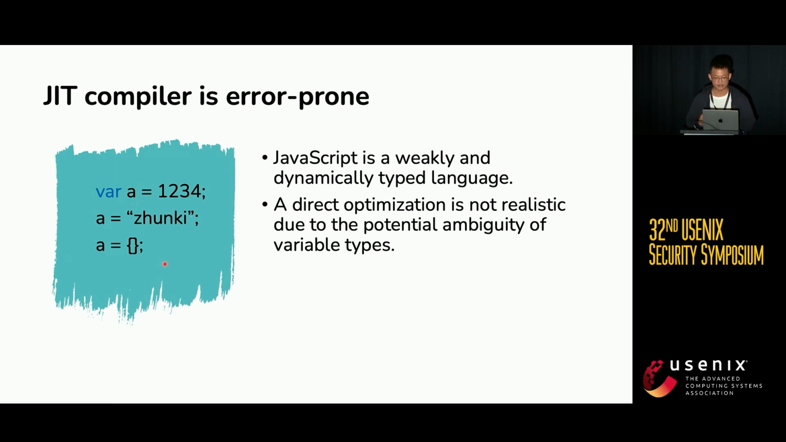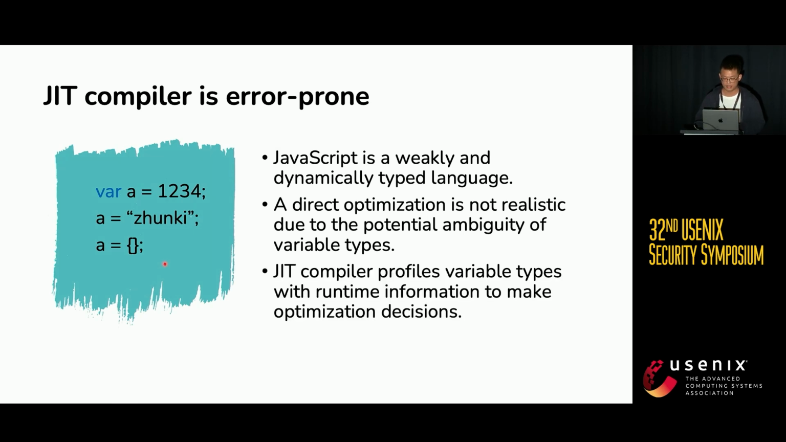So many times, the JIT compiler does not know the types of the variables inside the target code it needs to optimize. So most JIT compilers follow a general process: first profiling the variable types with runtime information such as the previous execution results, and then making the optimization decisions.